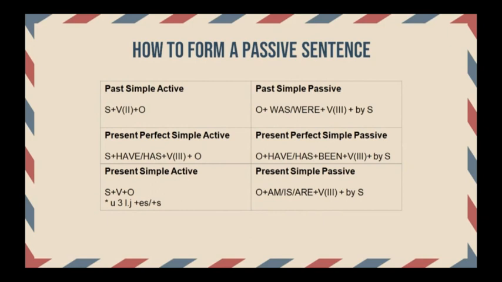And present simple active, we have subject plus verb plus object. Please notice that in the third person singular form, you have s or es on the verb. And present simple passive is object plus am, is or are plus the verb in the third column plus by subject.